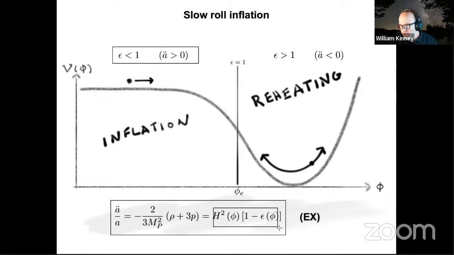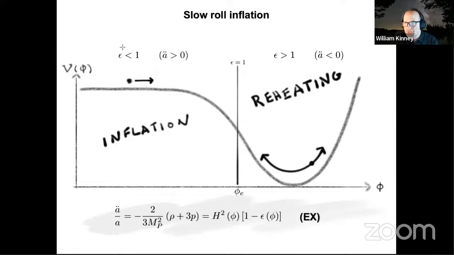In the Hamilton-Jacobi formalism, you can rewrite that exactly as just H squared times (1 minus epsilon). So a double dot is positive when epsilon is less than 1. A double dot is negative when epsilon is greater than 1. So when epsilon is less than 1, you are in an accelerating phase, and the expansion is accelerating. This is your inflationary phase.